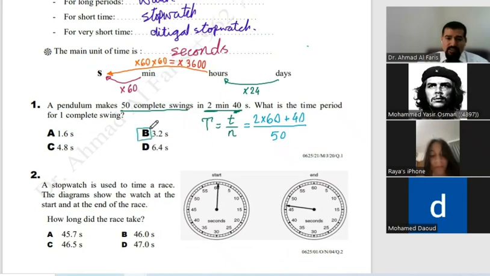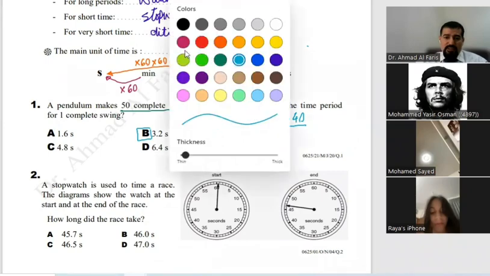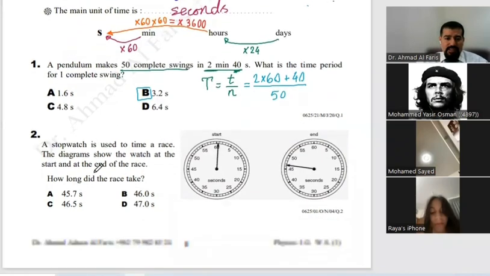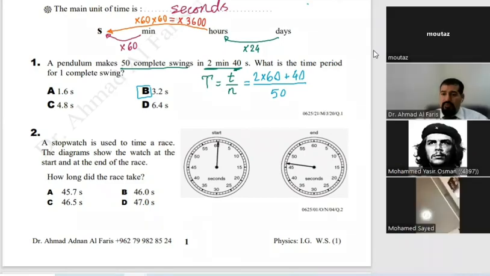3.2. Yes, thank you, bravo Muhammad, bravo Rania. Yes, 3.2 seconds. This is the time for what? For the pendulum to swing once, okay? So this is the answer for the first question. Let's go to the second question, for example. This is a past paper question. You can see from where I brought each question, okay? This is the code for each question.